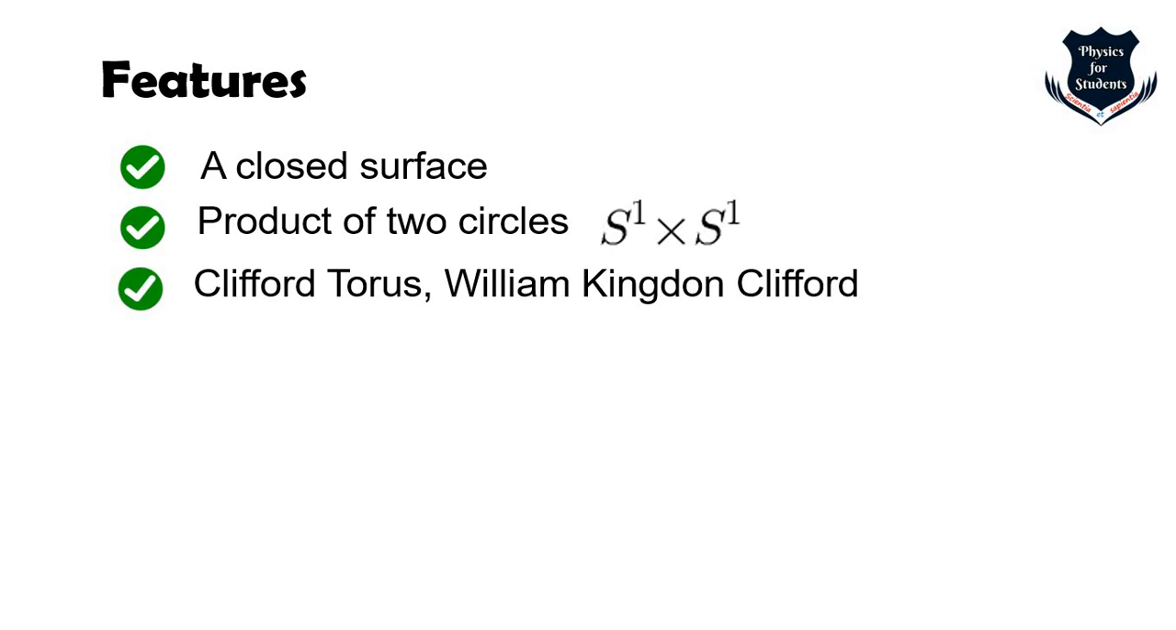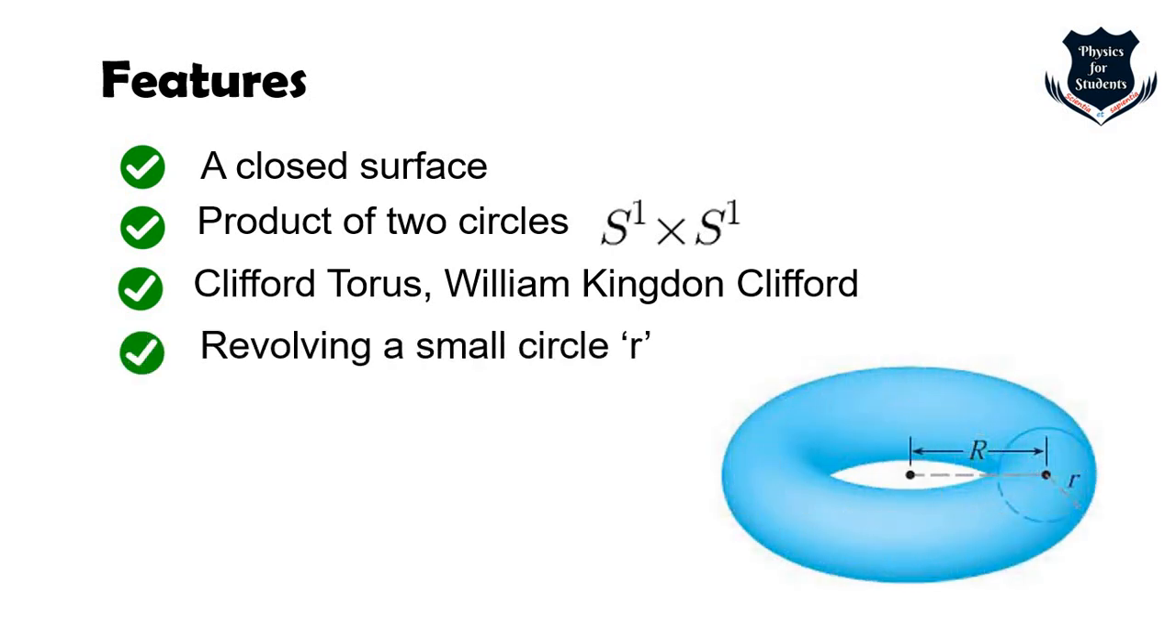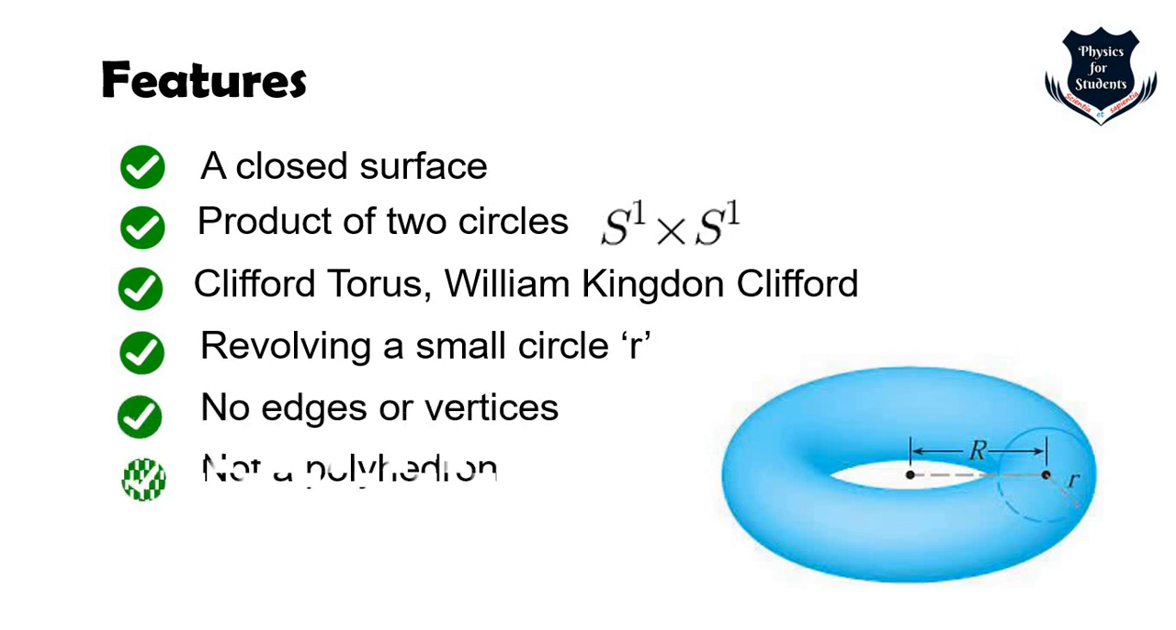Now a torus can be made by revolving a small circle, which you see on the right hand side of the screen in blue, with small r, around a line, with a bigger circle, which is this big R. Obviously it has no edges or vertices. It is not a polyhedron, and the surface area is given by this. So these are more or less the fundamental features of a torus, just the basic features to start with.